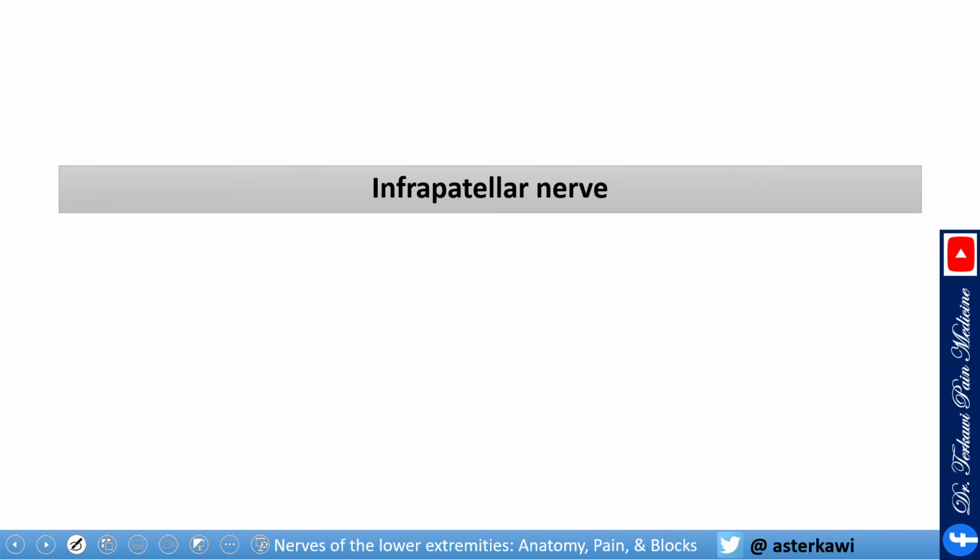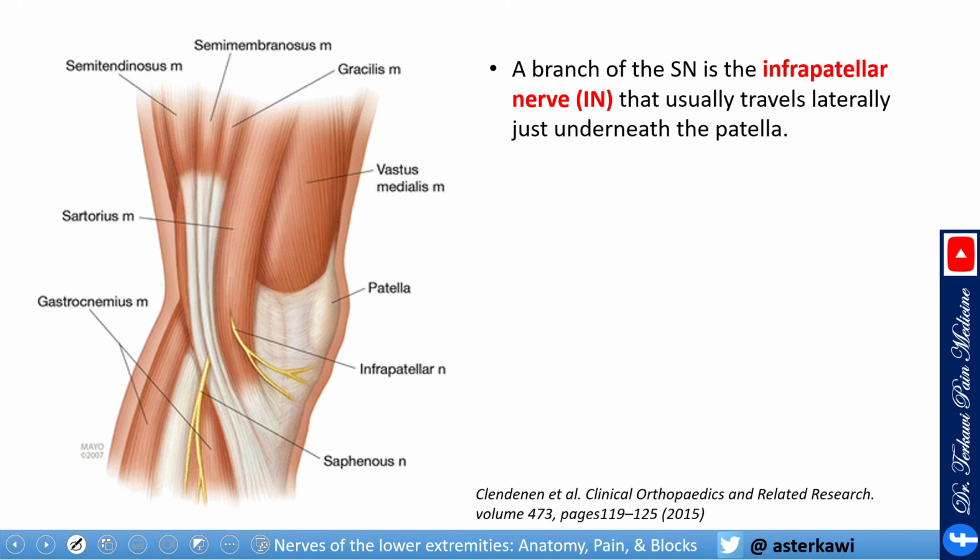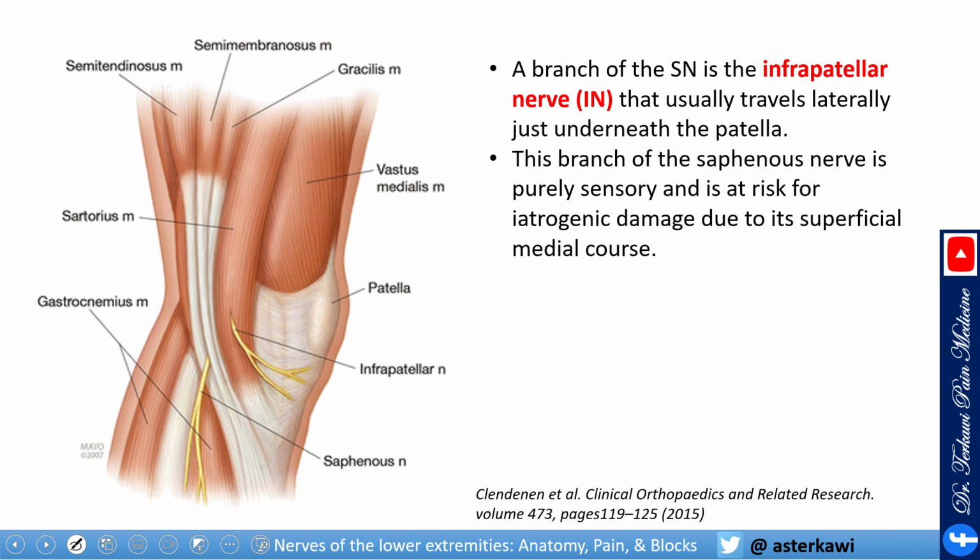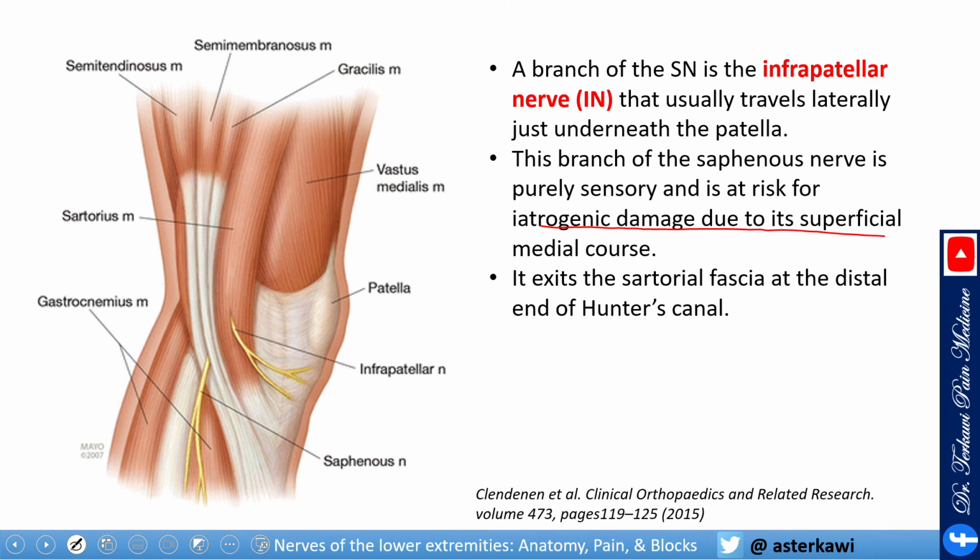Okay, let's shift gear and talk about the infrapatellar nerve, which is a branch of the saphenous nerve, usually traveling lateral, just underneath the patella. This branch of the saphenous nerve is purely sensory. The whole saphenous nerve is sensory and is at risk of iatrogenic damage during total knee replacement because of the retractor position, incision, etc.